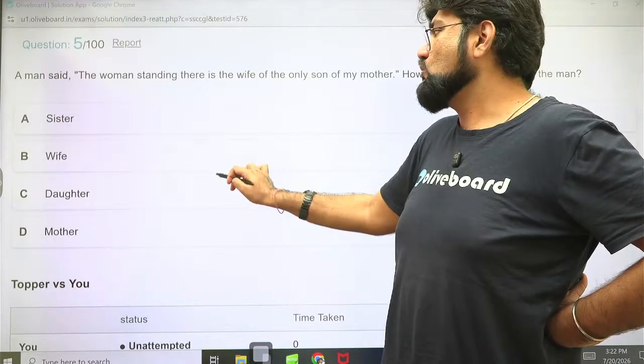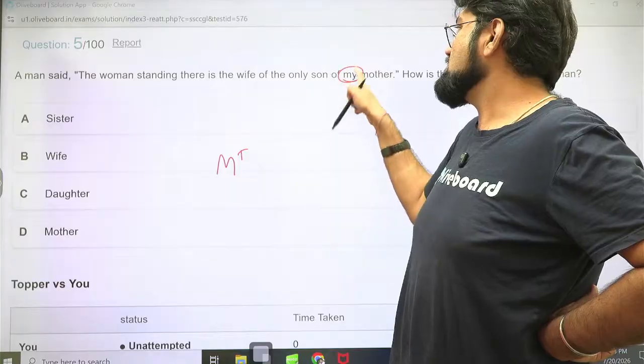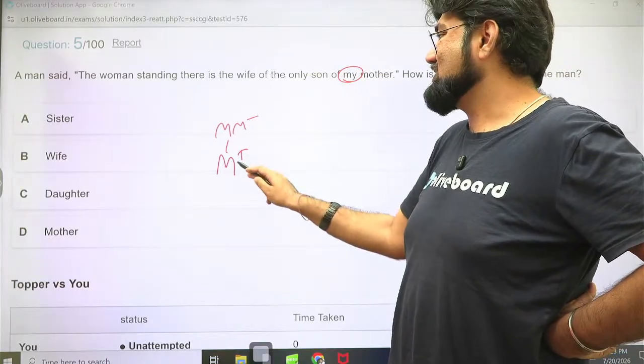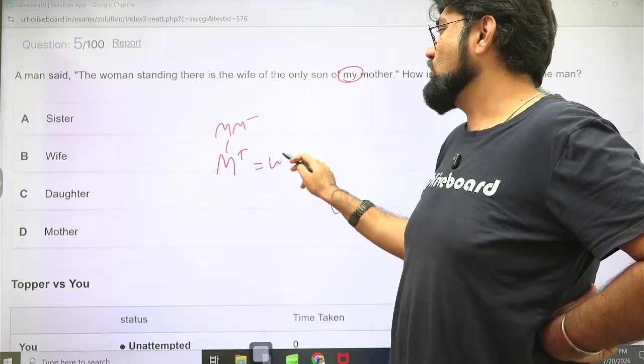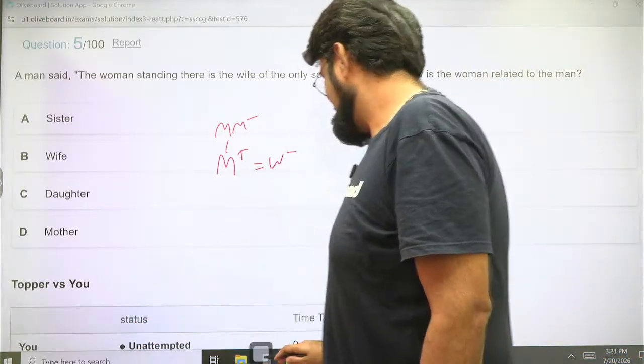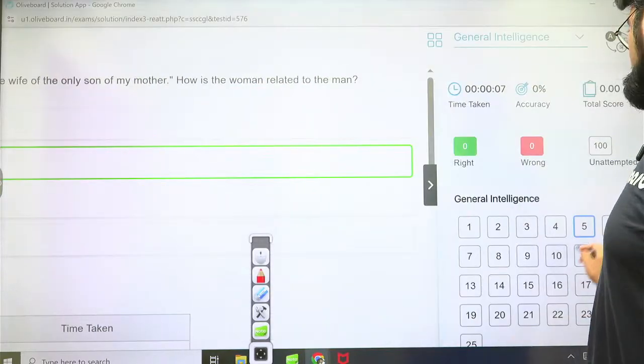Despite that, if you want to, a man is saying, so man is the speaker. And we will connect at the possessive noun. So, my mother, so man's mother. Then we'll come back, only son, so this is this guy only, and his wife is the woman. Question is, how is the woman related to the man? She's the wife. Option B. Cool. Easy question. 23 seconds. Next.